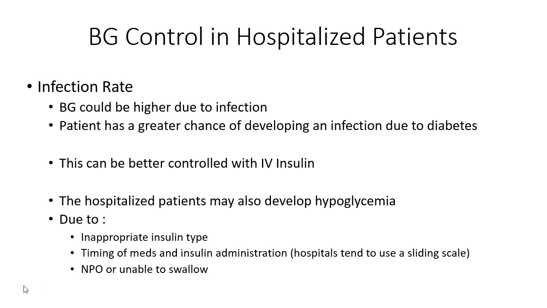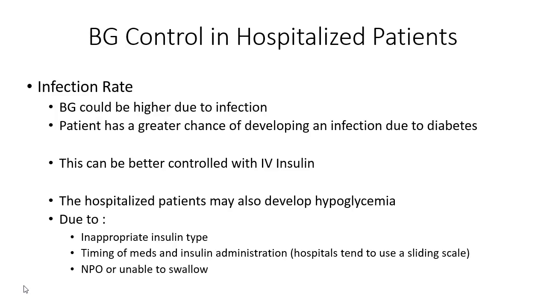So blood glucose control in hospitalized patients. In order to control it, you want to control the infection rate. Blood glucose can be higher due to infection. So you come in with a cut on your big toe, and you already know it's going to take a longer time to heal. The longer it takes to heal, the more apt they are to get an infection, and that infection will cause your blood glucose to rise. So the patient has a greater chance of developing an infection due to diabetes, and that infection causes your blood sugar to go up.